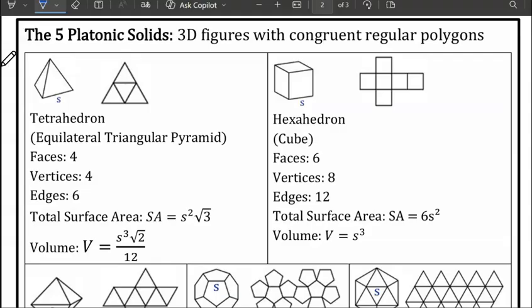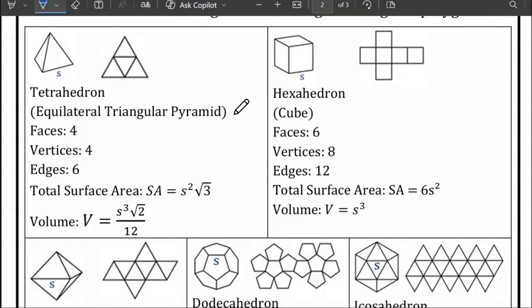On this page, we have the 5 Platonic solids. They're 3D figures with congruent regular polygons. There are only 5 of them. We have the tetrahedron, which is an equilateral triangular pyramid. It has 4 faces, 4 vertices, and 6 edges. And then we have our total surface area and volume formulas.